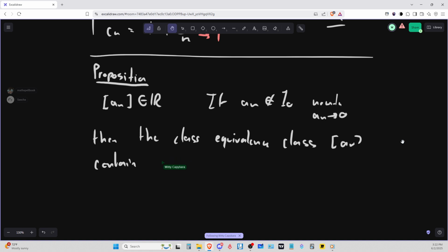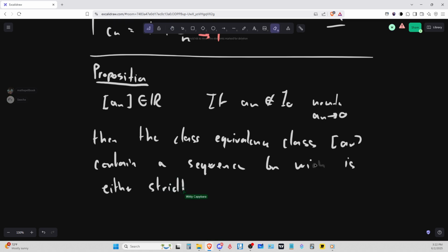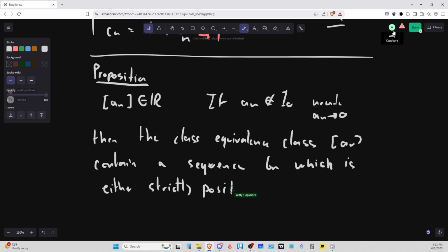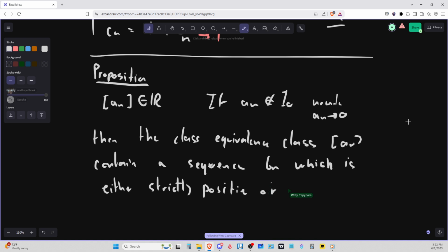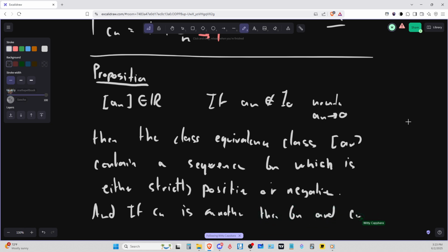Contain a sequence Bn which is either strictly positive or negative, and if Cn is another such sequence, so I mean that Cn is also strictly positive or strictly negative, then Bn and Cn have the same sign.